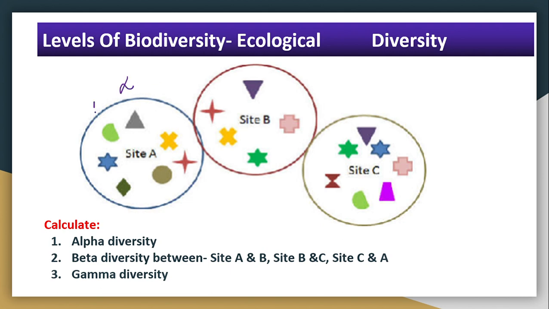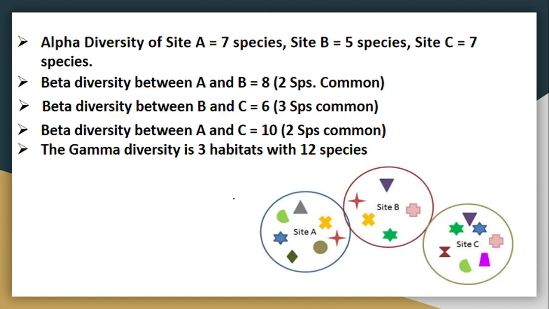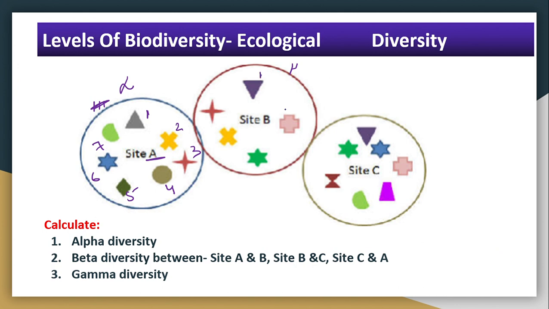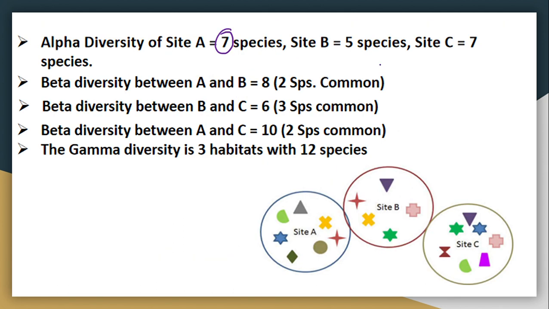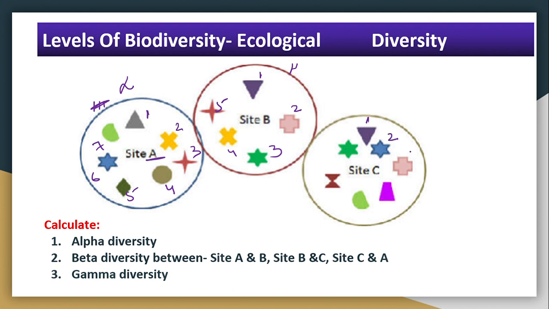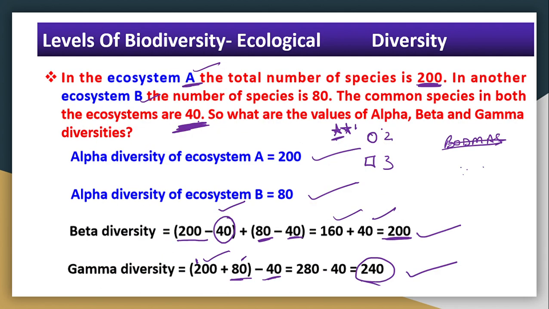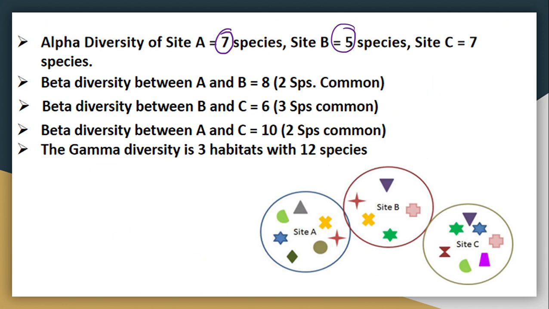What about the alpha of this? Let me write site A. Well, how many alpha? 1, 2, 3, 4, 5, 6, 7. How many alpha do we have here? 7. Now check here. 1, 2, 3, 4, 5. How many alpha do we have here? 5 species. Then the next one. 1, 2, 3, 4, 5, 6, 7. How many alpha do we have here? 7 species, right?